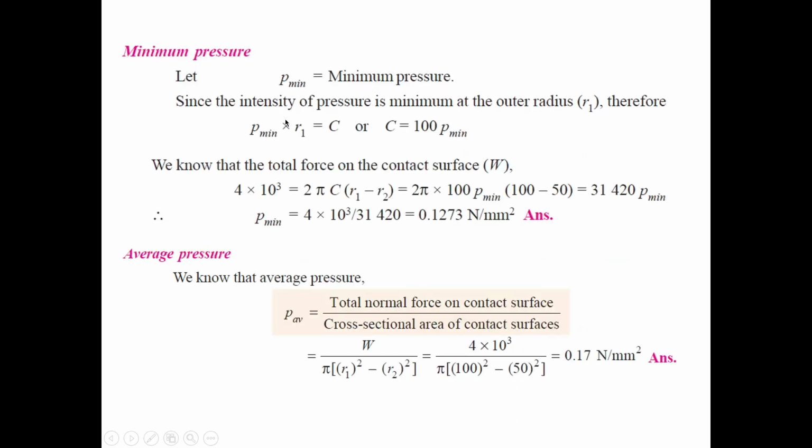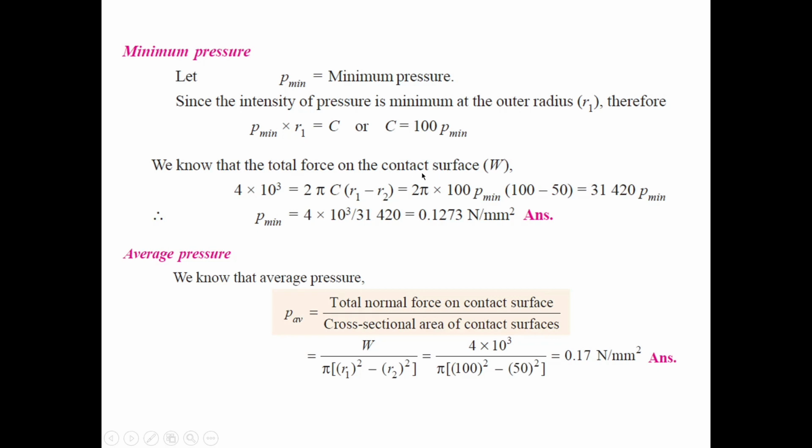Similarly, we have to calculate in a similar way. C is equal to PR. Instead of maximum, we have to substitute minimum here. So P minimum into R1. Since the outer radius faces the minimum intensity of pressure, we can rearrange the formula as P minimum into R1 is equal to C. By this way, C is equal to 100 P minimum, since R1 has been given as 100 mm.